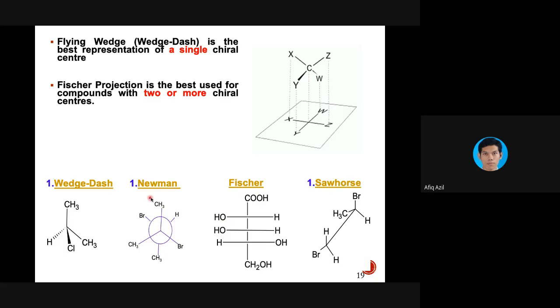While for Newman and sawhorse, it is limited to structures with two chiral centers, which is carbon number 1 and carbon number 2. So one chiral center features wedge dash, and two or more chiral centers feature Fischer. So you need to know which projection or representation to be used when drawing the structure of the stereoisomers.